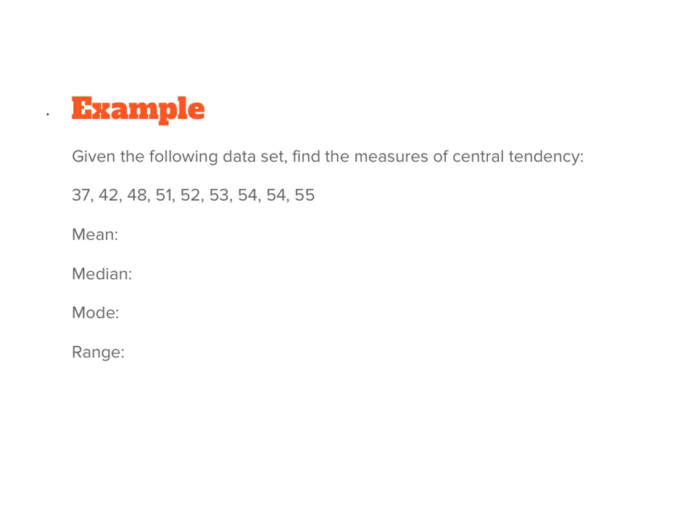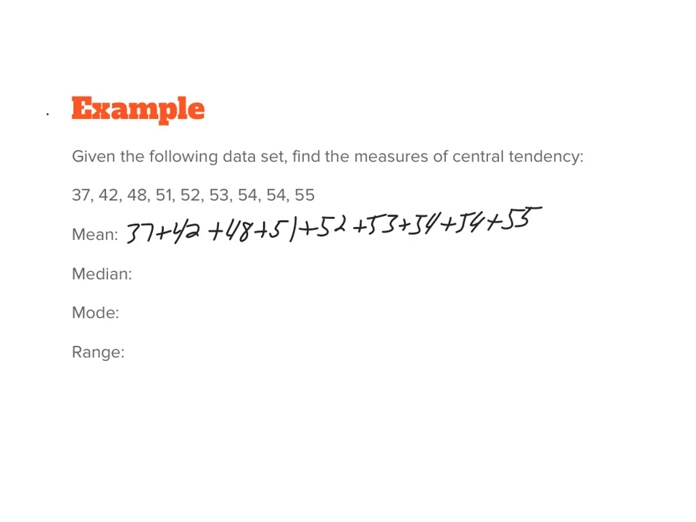Another example here. Again, always start out with putting them in order if they're not already done, but if you'll notice, this time they are. They're already in order. So I can go right to finding my mean. So I take 37 plus 42 plus 48 plus 51 plus 52 plus 53 plus 54 plus 54 plus 55. And that's going to get me an answer of 446.